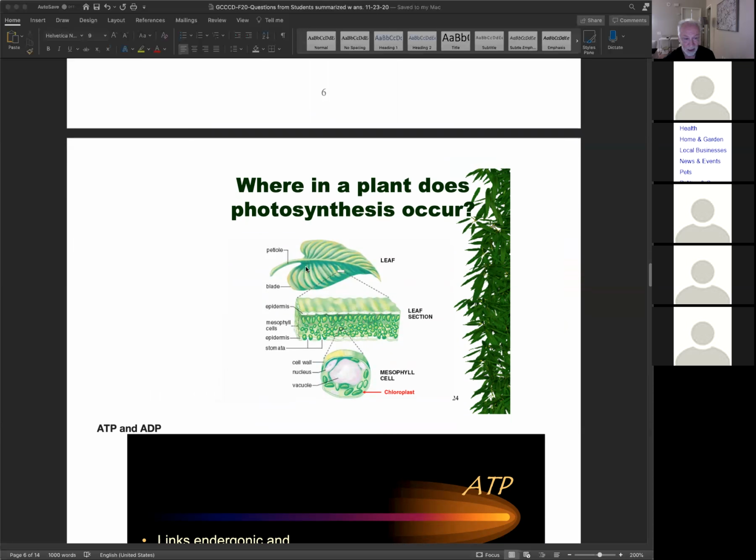That's mostly in leaves. And if you take a cross-section of a leaf, which you see here, there's an upper surface and a lower surface. And in between are what are called mesophyll cells. And within a mesophyll cell, you find chloroplasts. Most of the stomates, not all, but most of the stomates are on the lower surface of the leaf. They're little openings that are oval shaped.